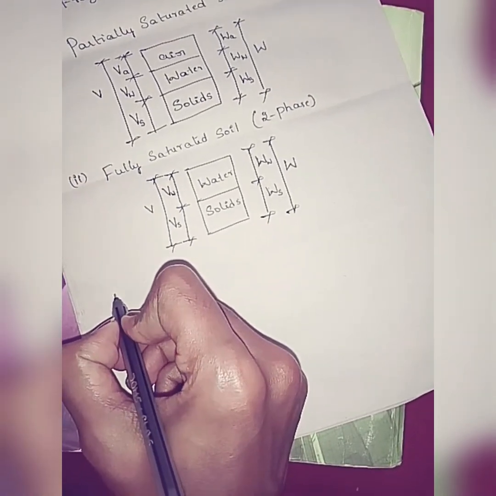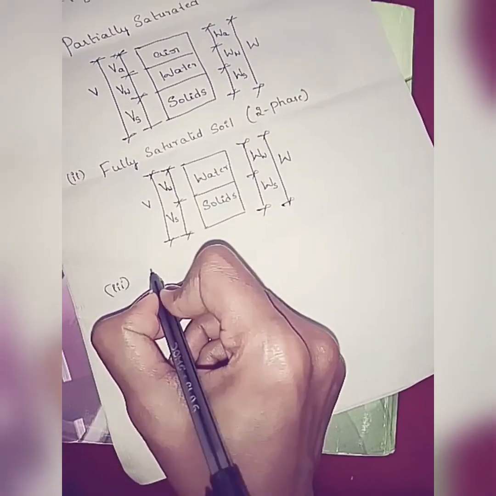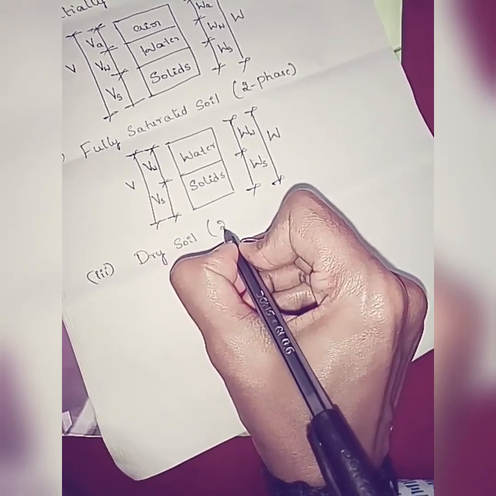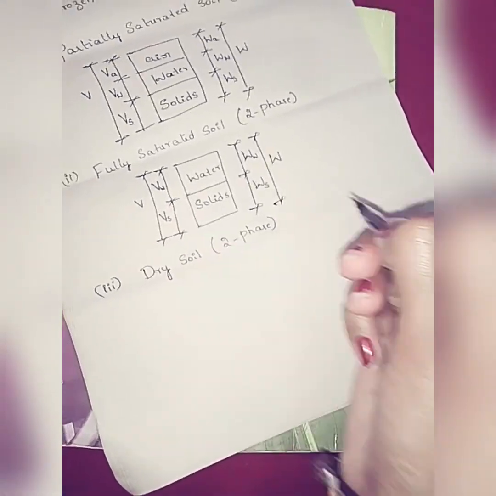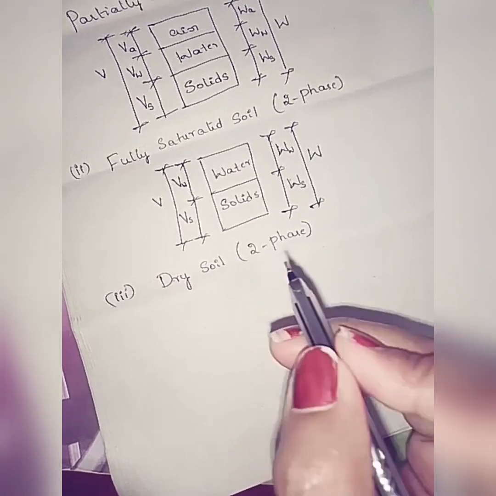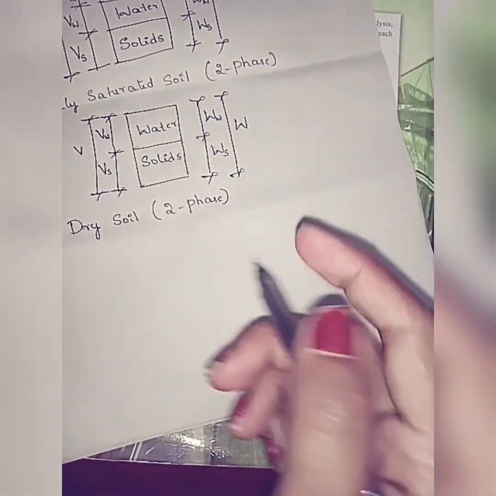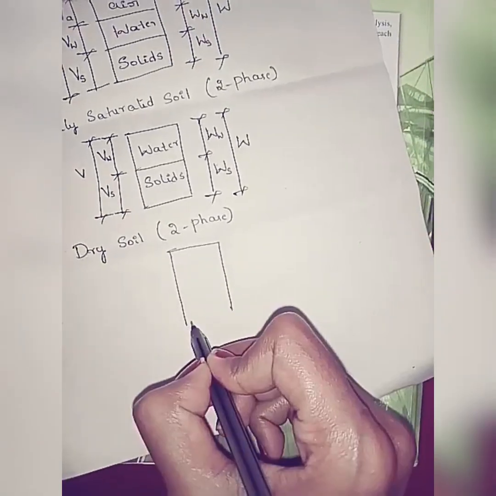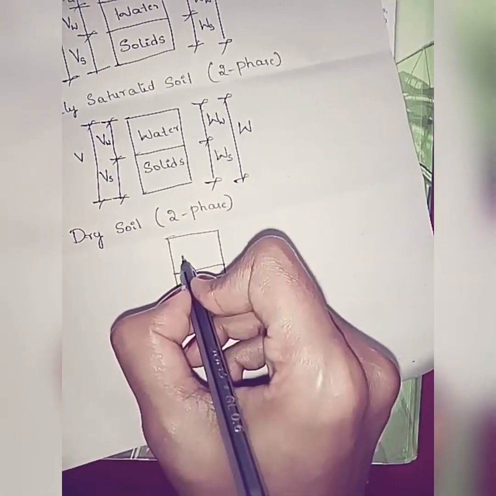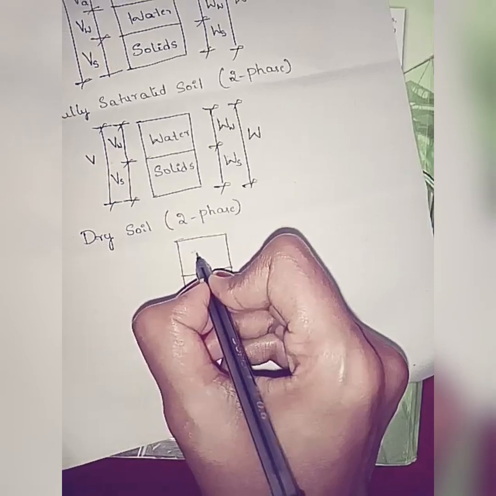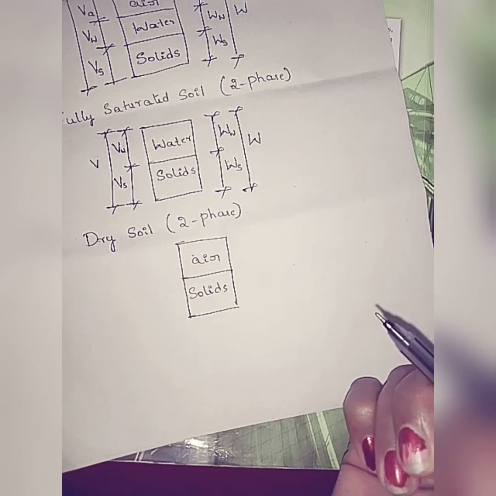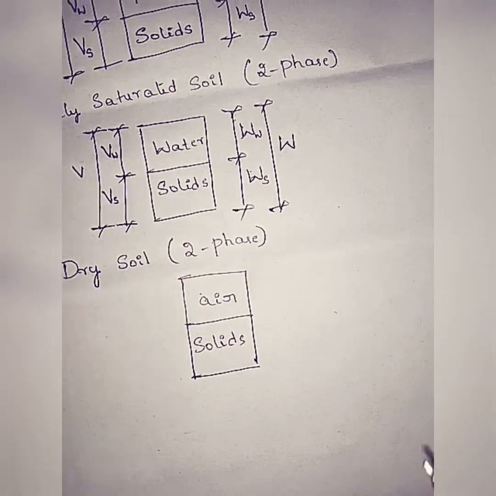Next we have third case, right? What is the third case here? That is dry soil. If I am going to take the dry soil, what will be the phase diagram? It will be always two-phase diagram. When I say the soil is dry, we know that there will be no water, right? Water will be zero, only air will be filled in the voids. So solids will be there, that means soil particles will be there, and voids will be filled with air.